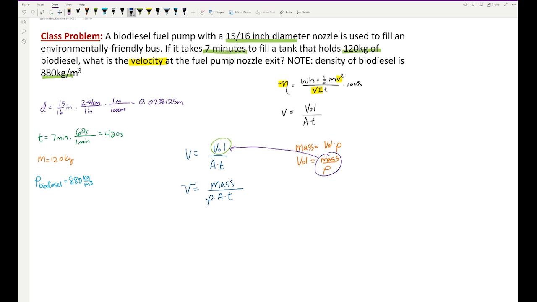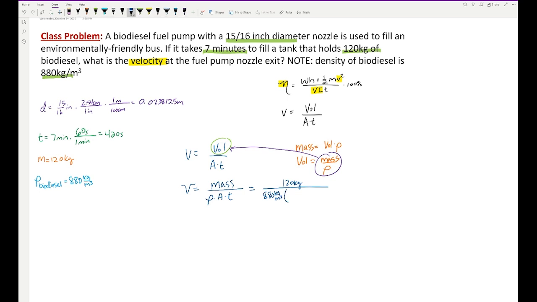Now these are all terms that I have. I have mass, I have density, I can calculate area because I have diameter, and I also have time. So let's put in our known information. Our mass is 120 kilograms. Our density, which was given to us as 880 kilograms per meter cubed. Remember, we're not working with water, so we have to change it to the density of biodiesel.